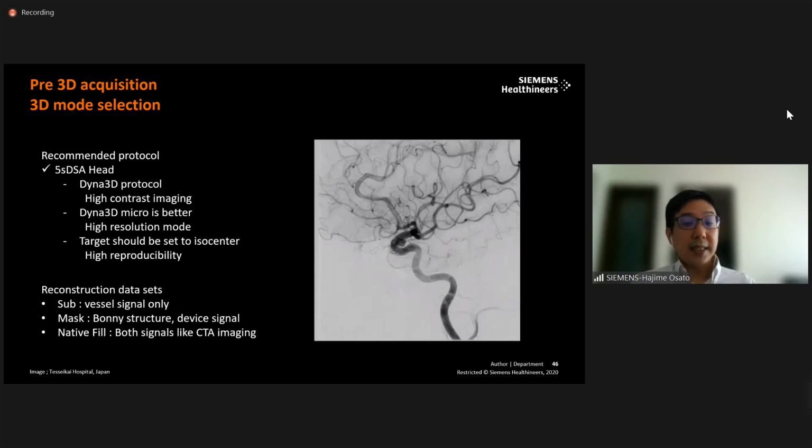Now mask the bony structure, so native and fill both signals, like CTA imaging.